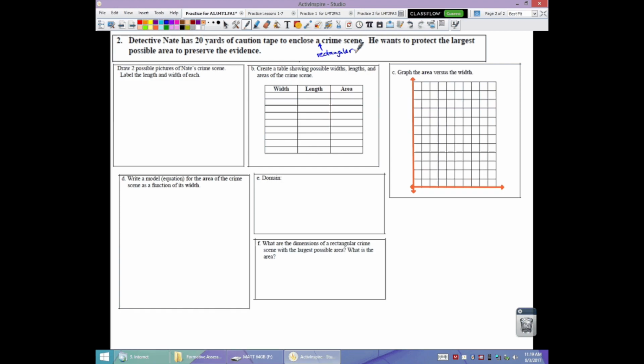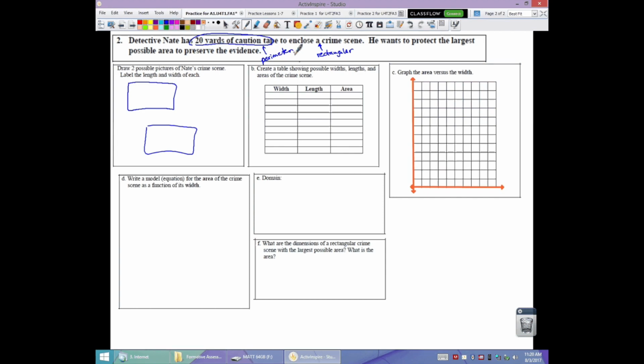So he wants the largest possible rectangle. All right, so draw 2 possible pictures of his crime scene. Well, how could we make 2 rectangles that take 20 yards of caution tape? Well, if we're talking about the caution tape to enclose, that means that's our perimeter. All right, we need a perimeter of 20.